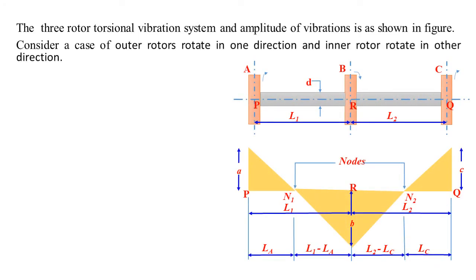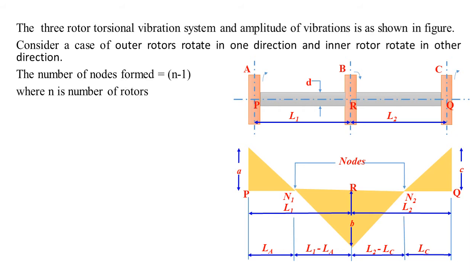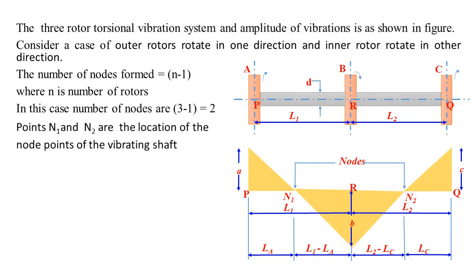Consider a case of outer rotors rotating in one direction and inner rotor rotating in other direction. That is, rotor A and C are rotating in one direction, B is rotating in another direction. The number of nodes formed equals n minus 1, where n is number of rotors. In this case, number of nodes is 3 minus 1 equals 2. Points N1 and N2 are the location of the node points of the vibrating shaft.